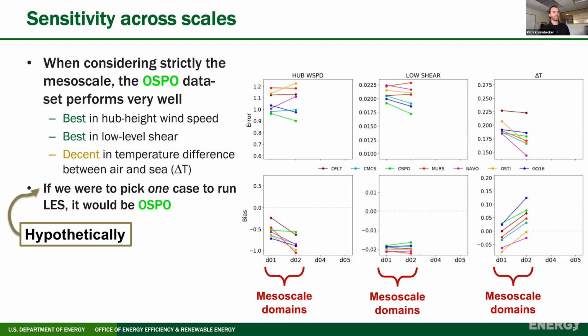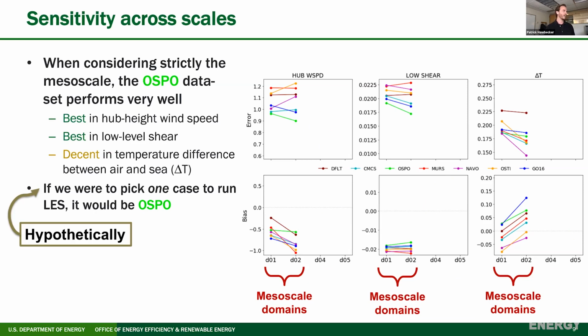And so all the different colored lines are the different SST data sets. So looking just at this bright green one, this is the OSPO data set, we can see that in hub height wind speed, we get the best performance. Oops, sorry about that. And then in low-level shear, we also get the best performance.